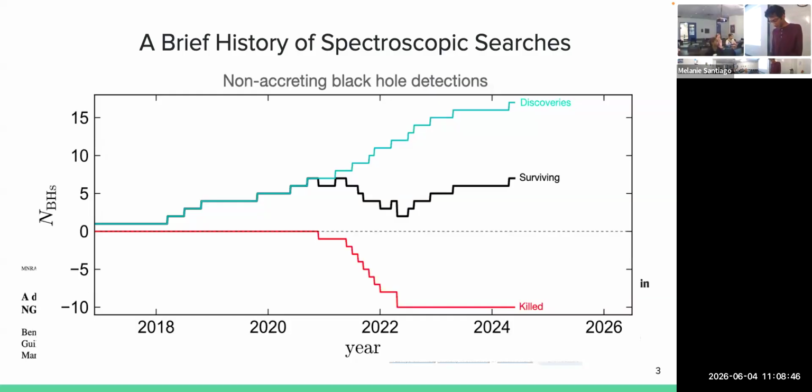But if we look at the trend line of non-accreting black hole detections over time, here I'm showing how many candidates were discovered and how many ended up being identified as false positives and being killed. And so the difference between the number of surviving candidates. Yes, you have a question.